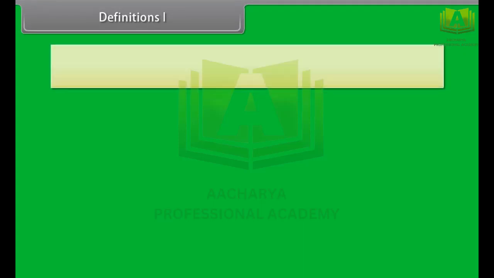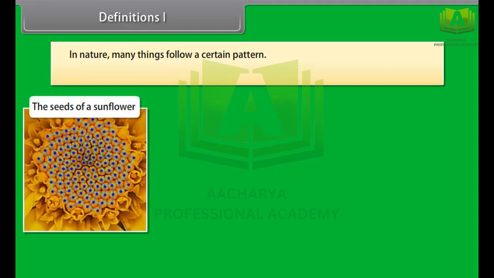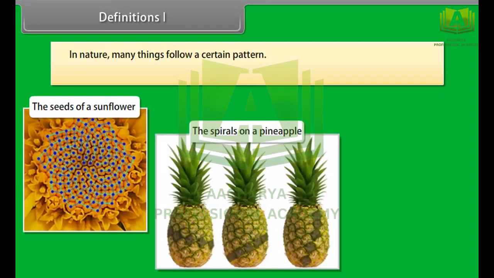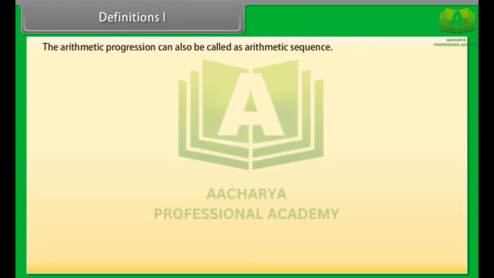Definitions 1. In nature, many things follow a certain pattern, such as the seeds of a sunflower, the spirals on a pineapple, the pattern on a cactus, and so on. Arithmetic progression is a study of one of such patterns. The arithmetic progression can also be called an arithmetic sequence. Before talking about arithmetic sequence, let us know what a sequence is.